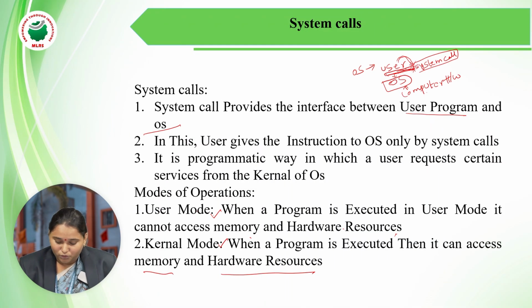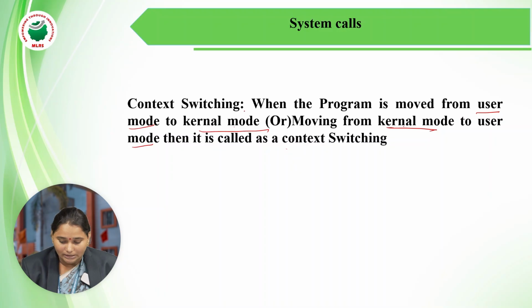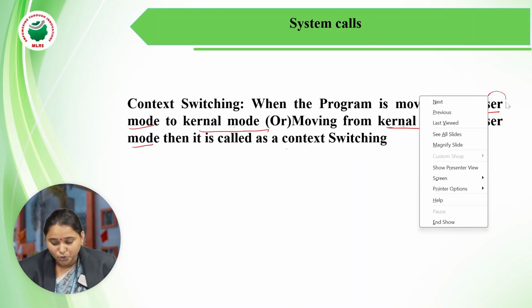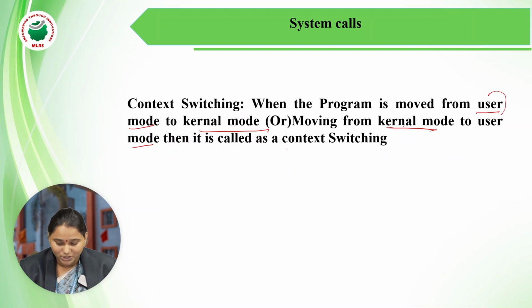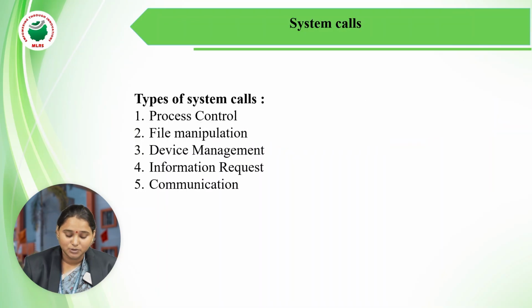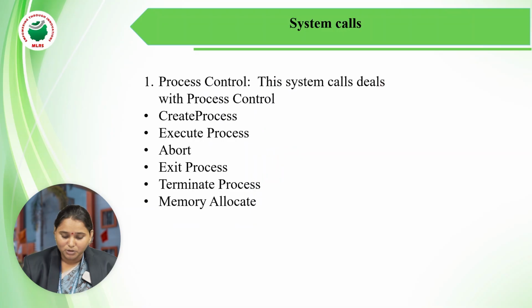The program executed in user mode cannot access the memory and hardware devices. For that, if you want to execute a program in user mode, the context switching will be helpful. Whatever program is switched to kernel mode, that is called context switching. In kernel mode only it can be executed. Next, the types of system calls: process control, file manipulation, device management, information request, communication. First one, process control. Process is nothing but a program under execution.